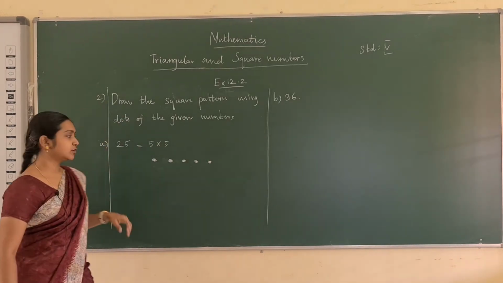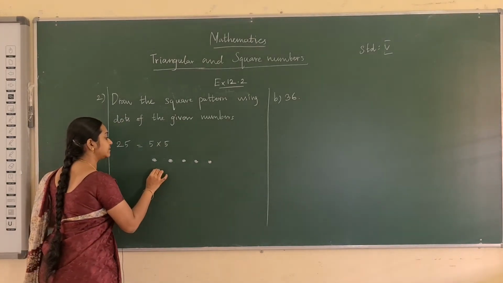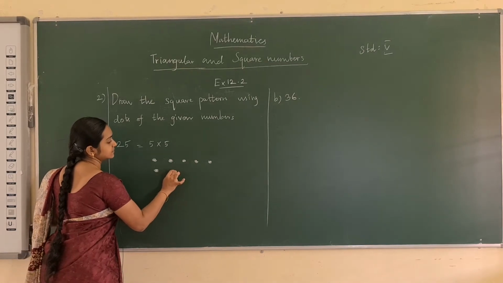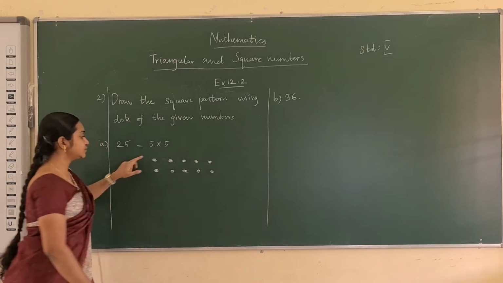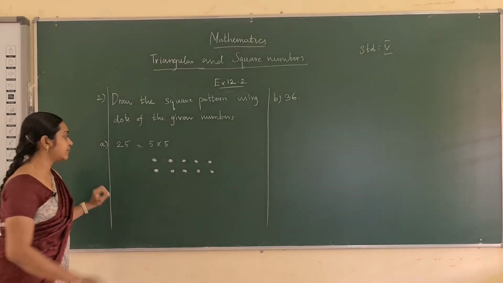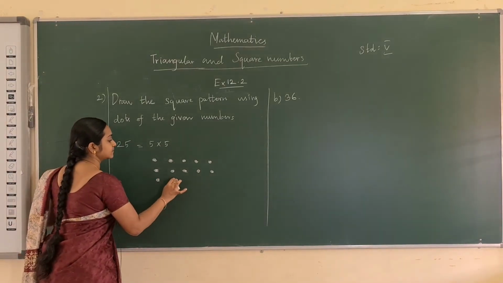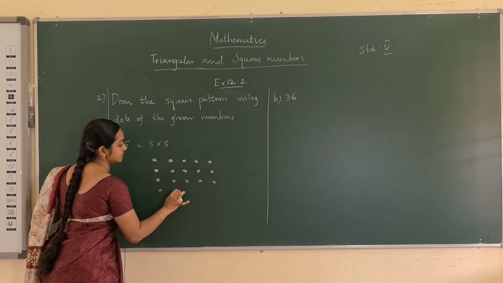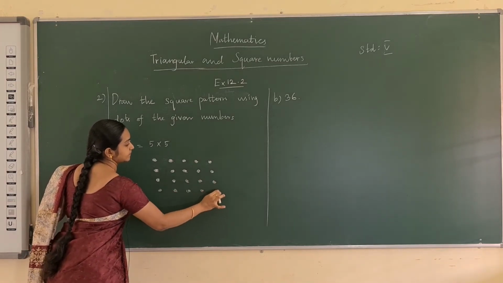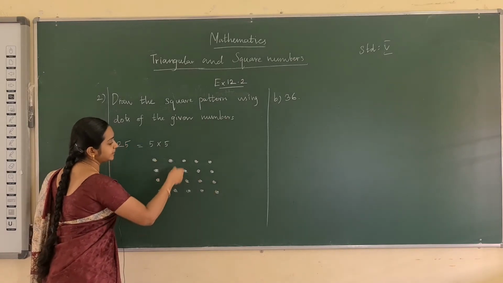I have kept 5 dots. Below that keep another 5 dots. Similarly, you have to keep dots in 5 rows. 2 rows are completed. We have to keep 3 more rows. Here the dots should be one below the other.